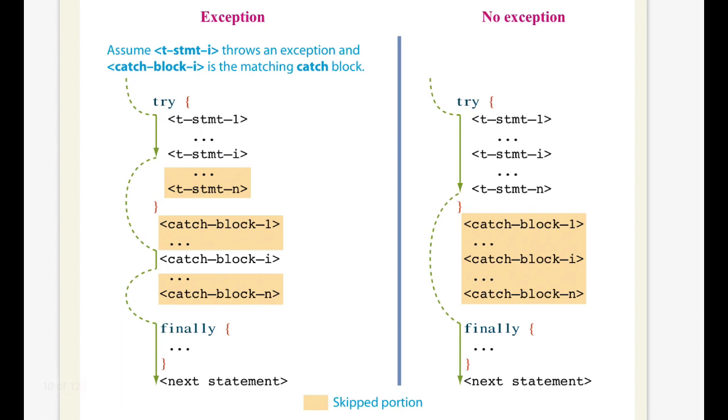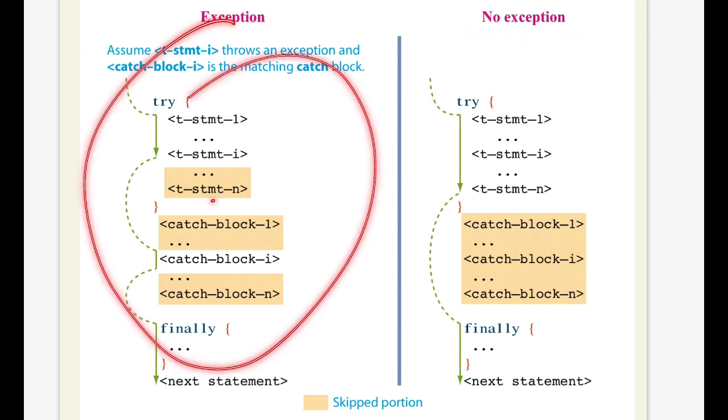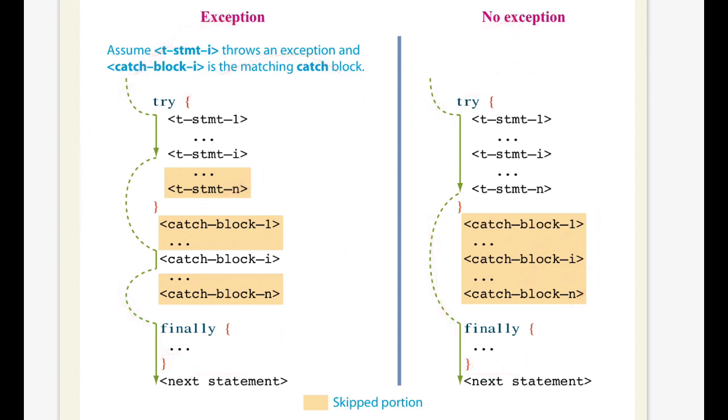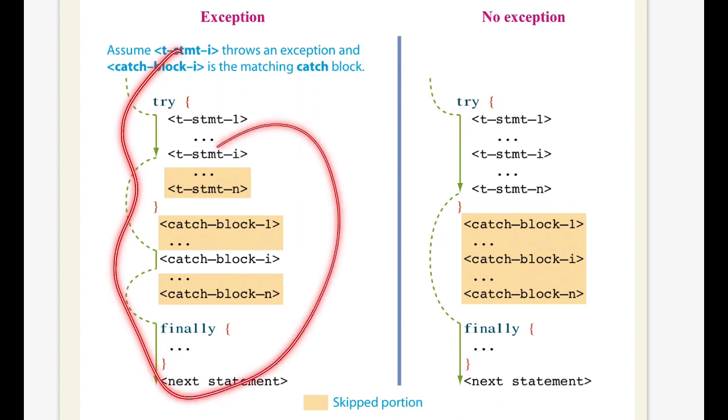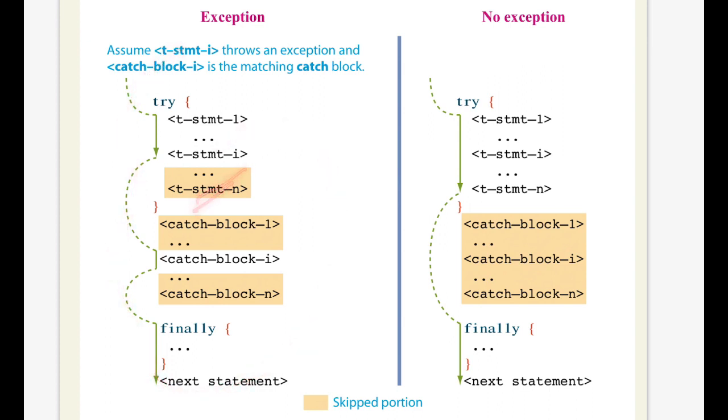So let us consider this example of the finally block statements. So here this is exception and this is exception, this is no exception. In this part the exception occurs, and in this part there is no exception. So now we are going to discuss the flow of execution when the exception occurs and the flow of execution when the exception does not occur.